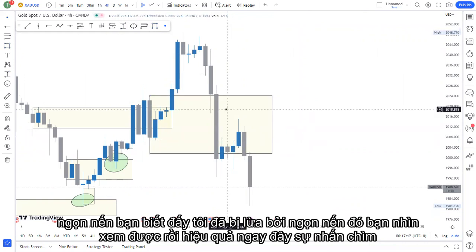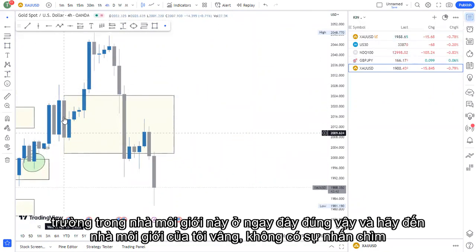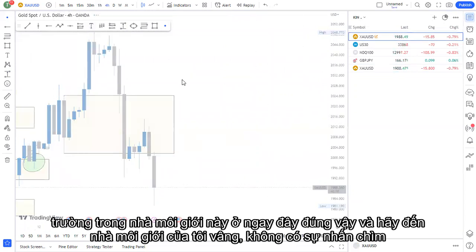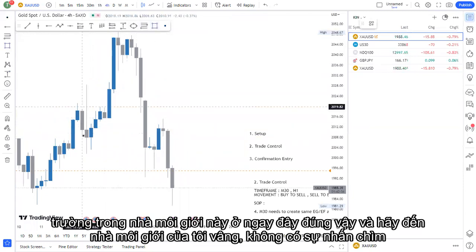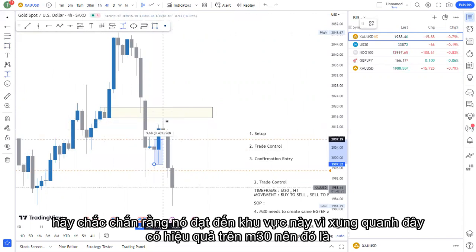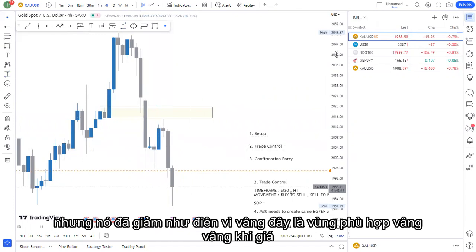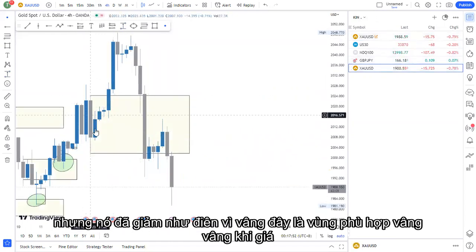I got scammed by the candle. Look at the EF right here, the engulfing field in this broker. Let's go to my broker. There is no engulfing field right there, and it's not pulled back until this. So that's why I buy here and hold it to make sure it reaches this zone, because around here there is an EF on M30. So I was very confident that the price would go up until here for about 200 pips. But it went down like crazy.